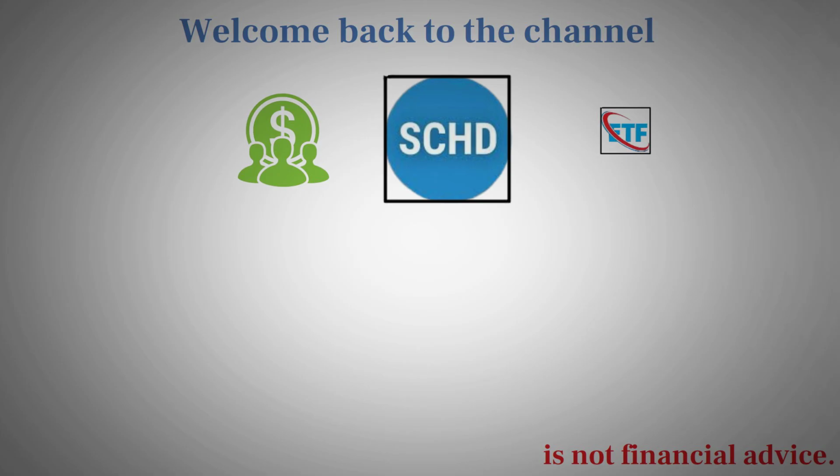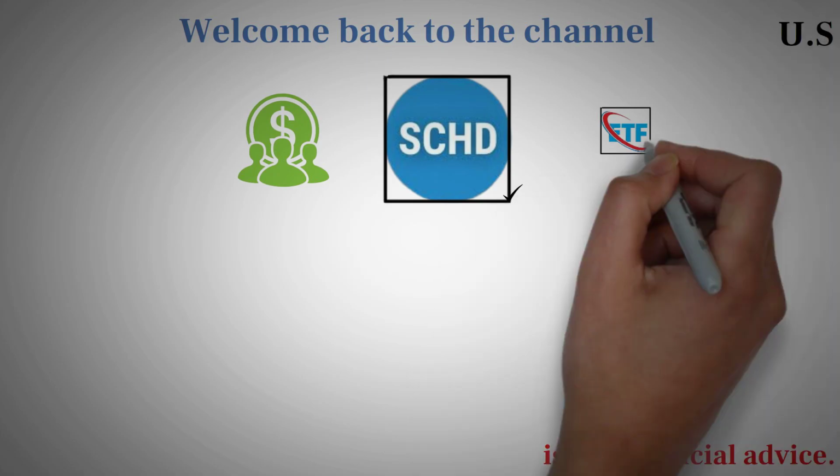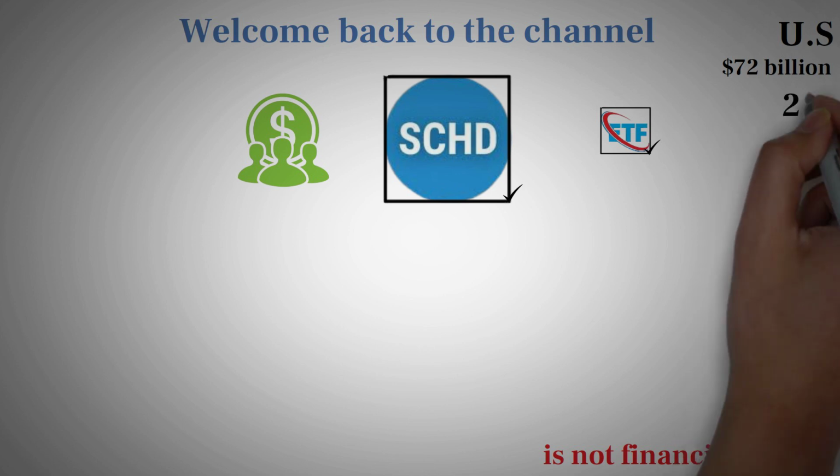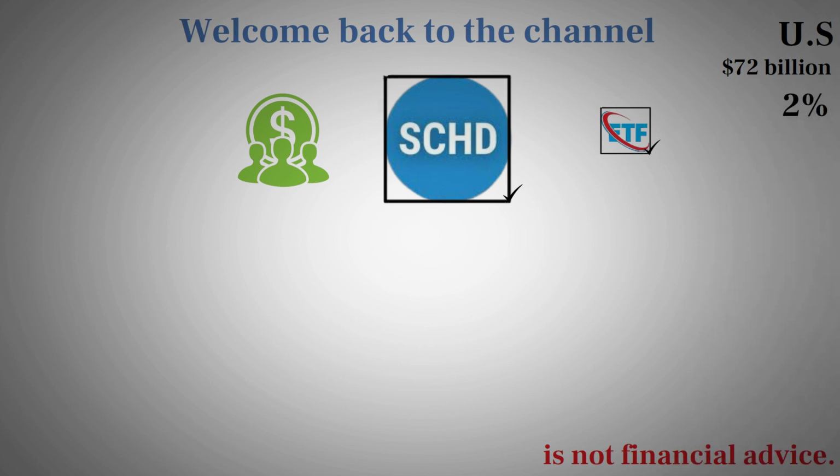Let's start with the basics. SCHD, or the Schwab U.S. Dividend Equity ETF, currently manages about $72 billion in assets. It's widely recognized among dividend-focused investors, but over the last 12 months, the fund's performance has been underwhelming, with a modest gain of just 2%. This has left some investors scratching their heads.